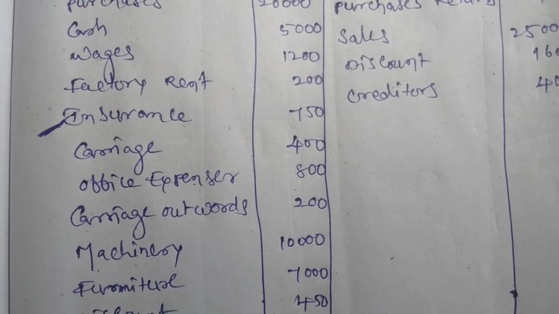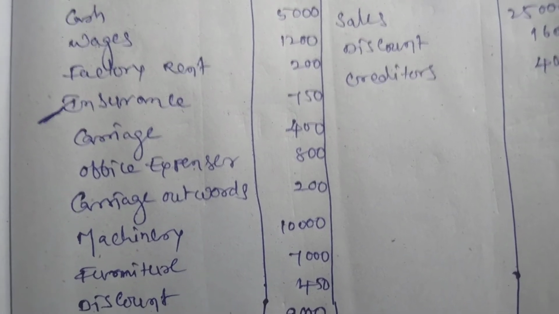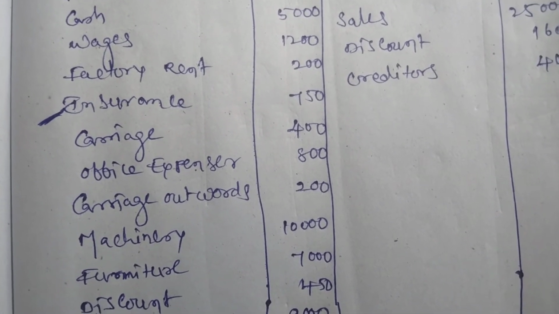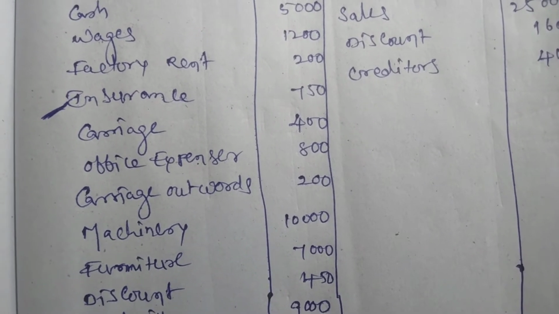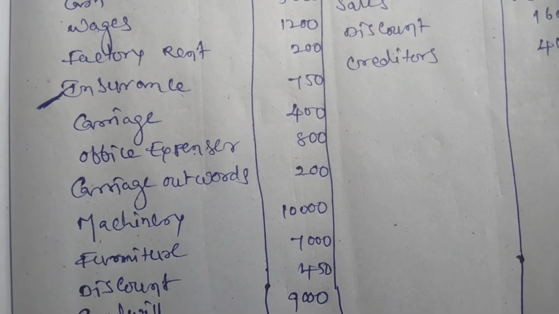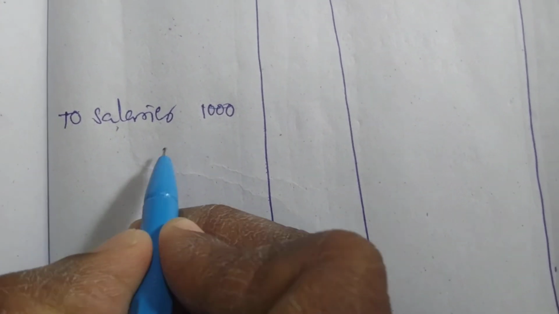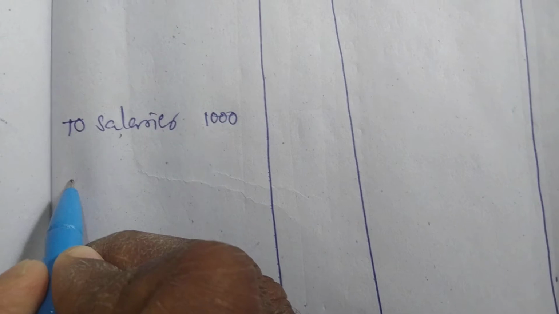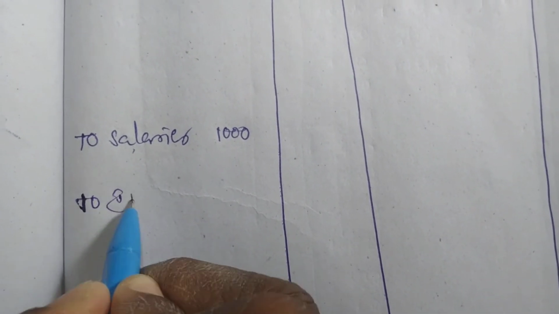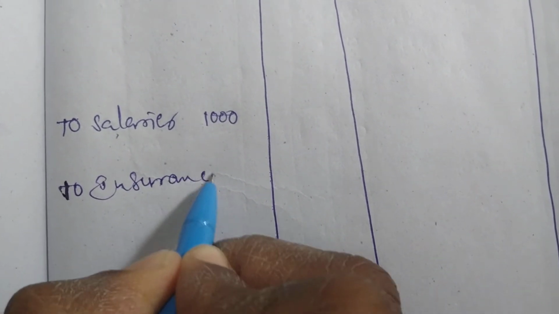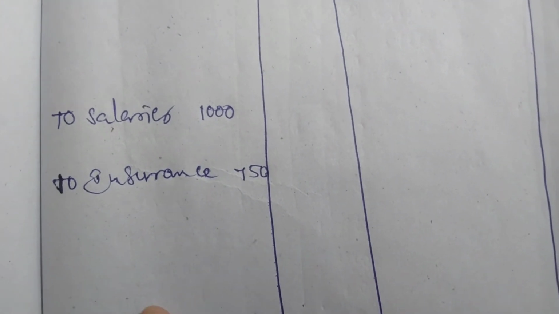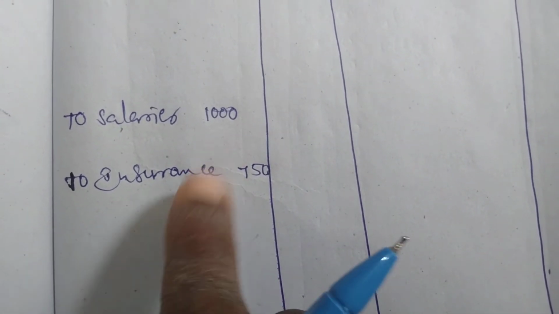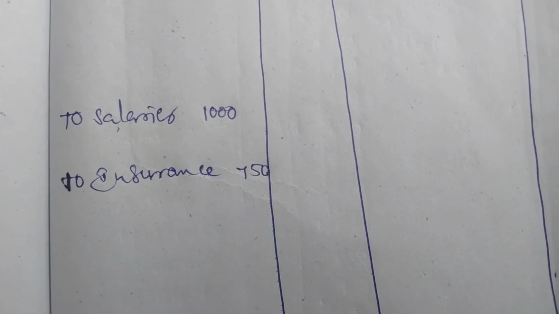Next one is insurance. Insurance has an adjustment. Insurance is an indirect expenditure, and indirect expenditures are shown in the profit and loss account on the debit side. Salaries also have an adjustment, so leave some place, and write "To insurance" 750 in the inner column. Why? Because there is one adjustment for insurance.